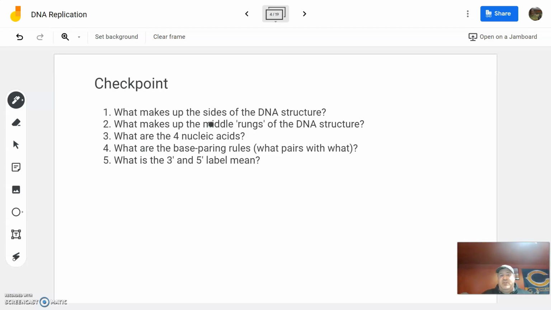And then that 5' and 3' label, hopefully you're recognizing that is identifying which direction the sides of the DNA ladders are going based on their numbered carbon of the sugar. So think about what that means. It's the direction that the DNA ladder's sides are going based off the numbered carbon that they're facing. So that's what that means. All right, that's part 1. Move on to part 2 when you're ready.